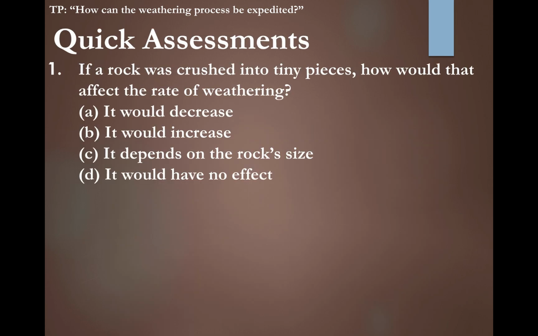Let's practice 2 questions here together. First question: if a rock was crushed into tiny pieces, how would that affect the rate of weathering? Pause it here, gather your thoughts, answer the question, and once you have an answer, hit the play button. If a rock is crushed into tiny pieces, that means many more parts of it are now exposed for weathering to occur. If you break it into smaller pieces, it will weather faster than the bigger piece. Best answer here is choice B.